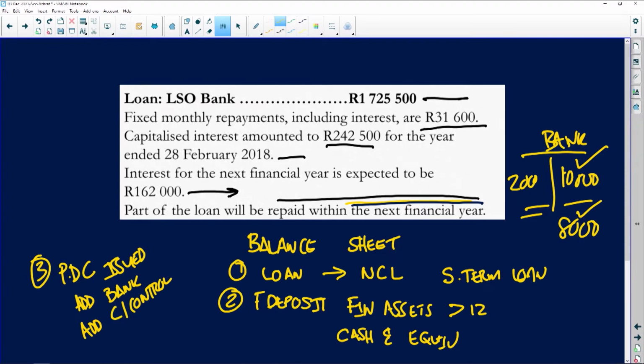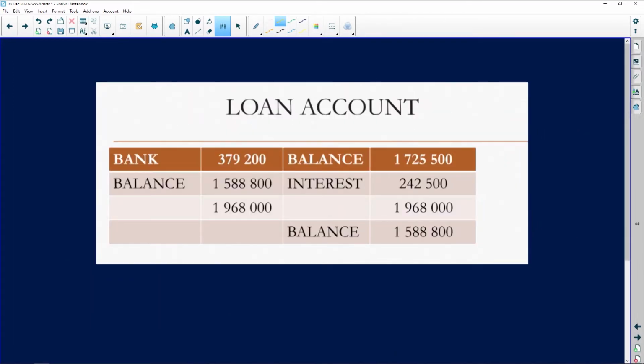as a result of the post-dated check that has been issued. Clear? Okay, coming back to my loan. How do I go about putting this information down so that I can report on my loan? Very simple. Watch. Here's your loan account. Step number one, put in your opening balance.